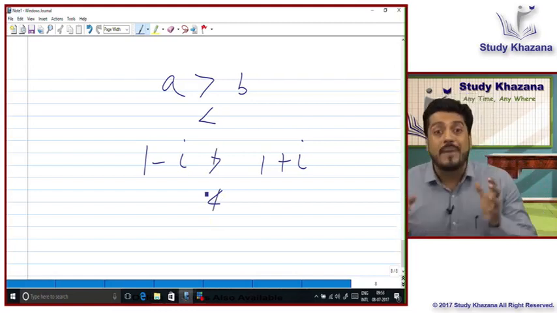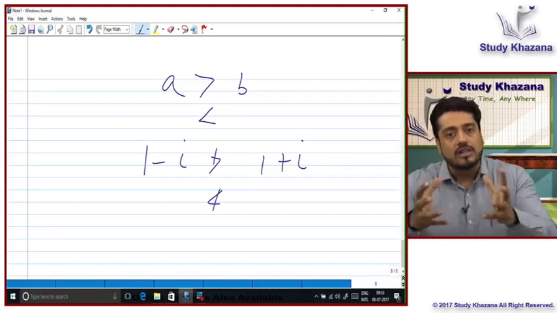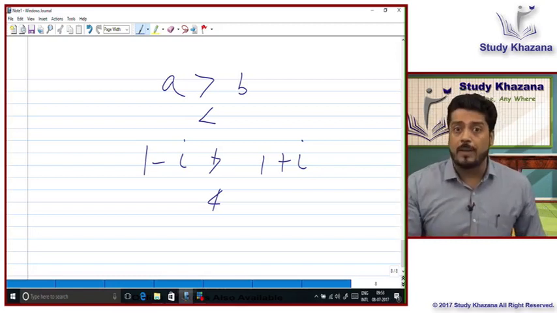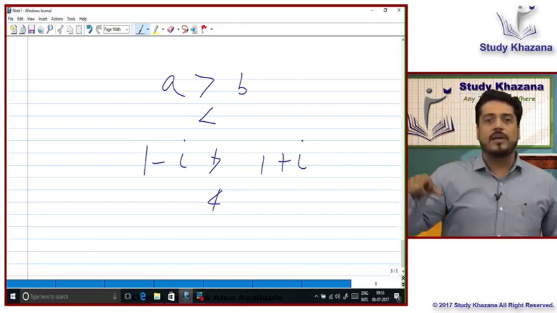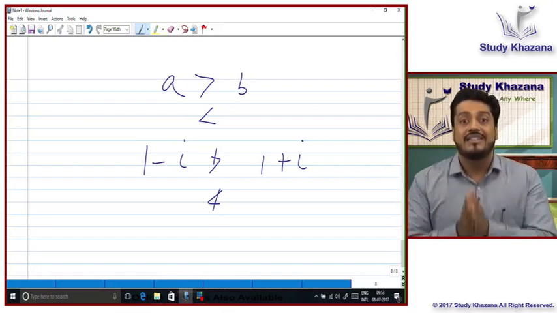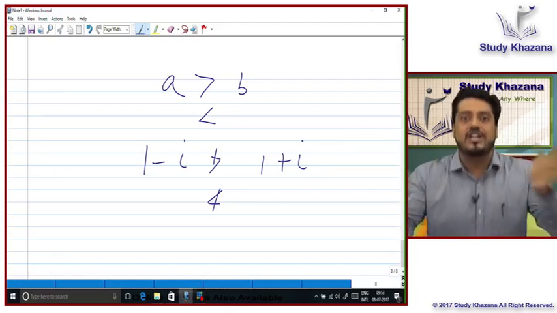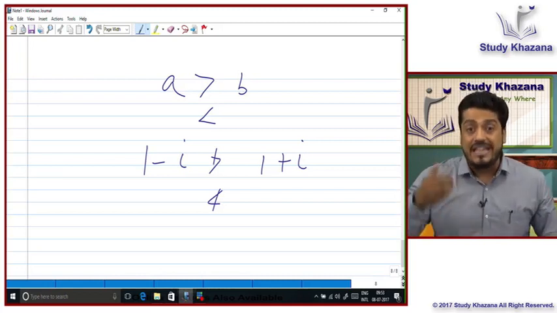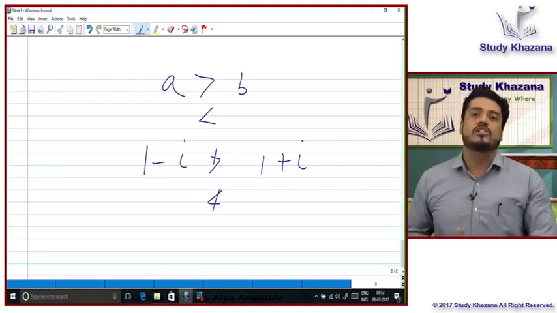Why? Because comparability is not available on the set of complex numbers. We can plot them on the Argand plane, on the XY plane. We can plot them, but we cannot compare them. This is the main difference which differentiates these two sets. And the students even at college level don't know this concept.